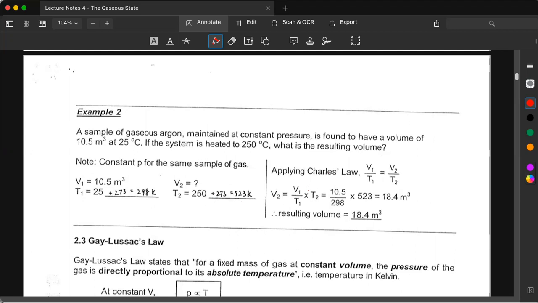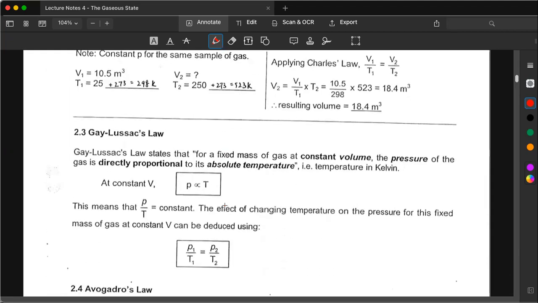So applying Charles' law, V1 over T1 equals V2 over T2, we make V2 the subject of the equation, and we will have 10.5 divided by 298, which is the initial conditions, multiplied by the new temperature to give us the volume, which is 18.4. So we can see that the volume increases with increases in temperature, and the increase is directly proportional.